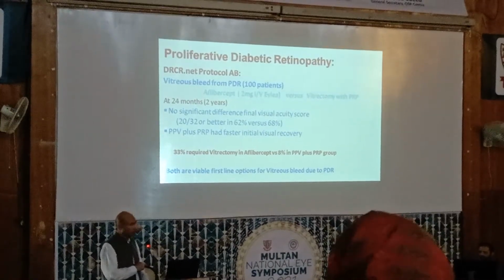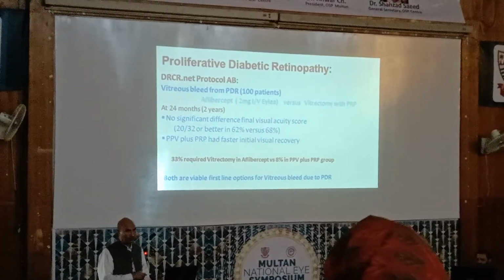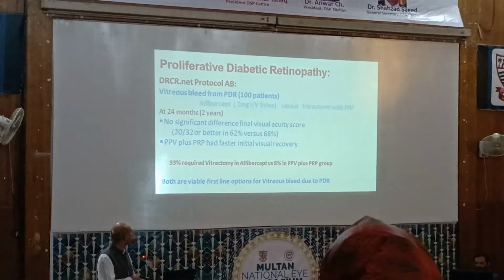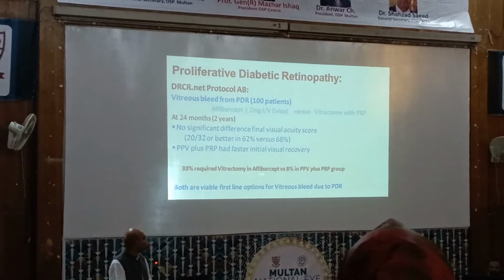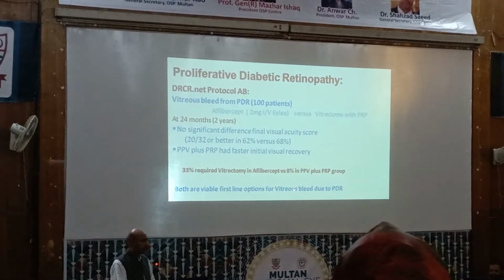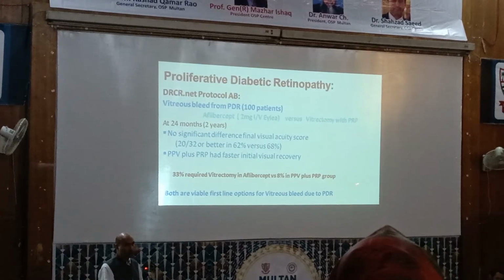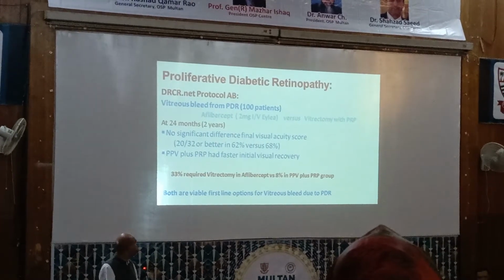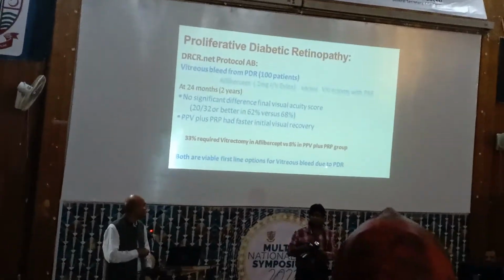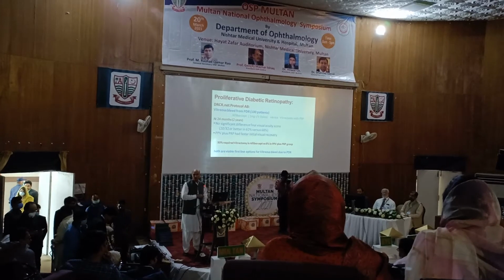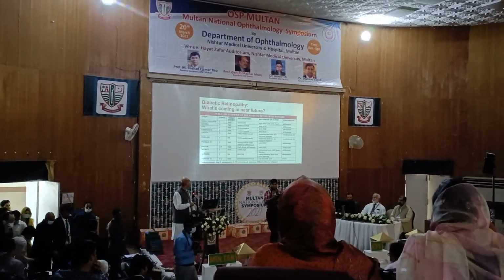But here, the vitrectomy group had faster initial visual recovery compared to the anti-VEGF group. In the anti-VEGF group, 33% required vitrectomy during the study period and follow-up, compared to 8% in those who initially had vitrectomy. So both are viable first-line options for vitreous bleed due to proliferative diabetic retinopathy. This was the conclusion from Protocol AB.